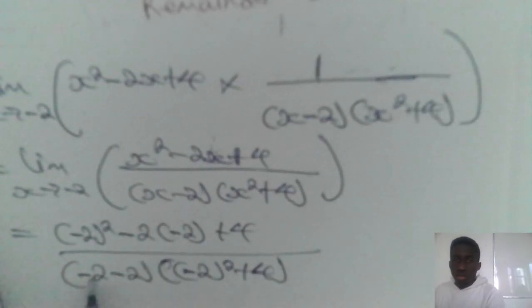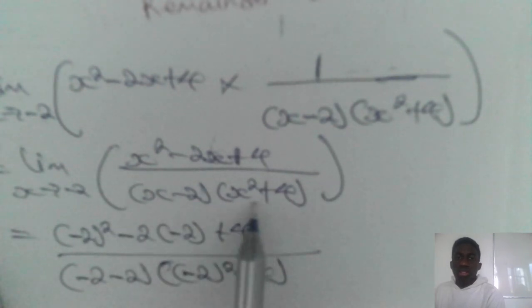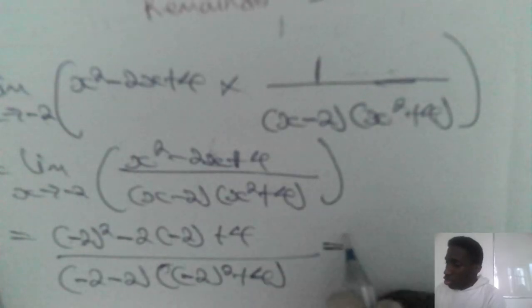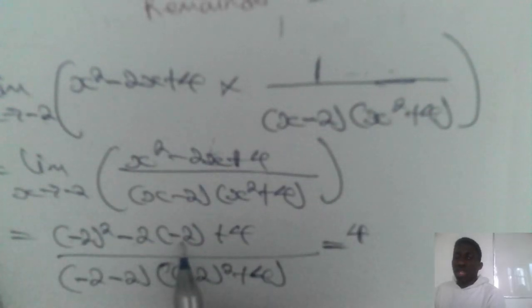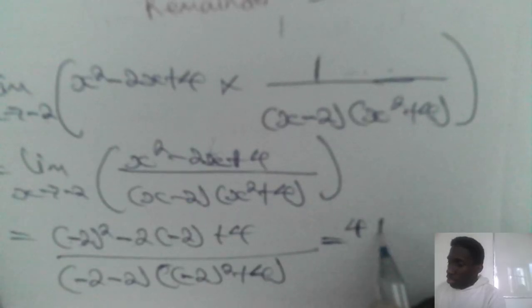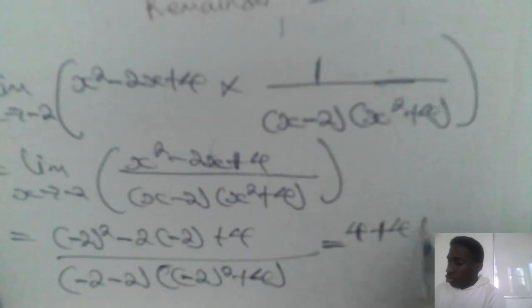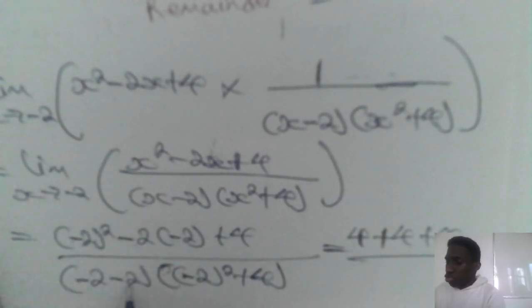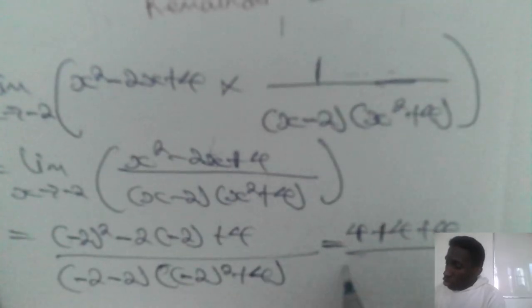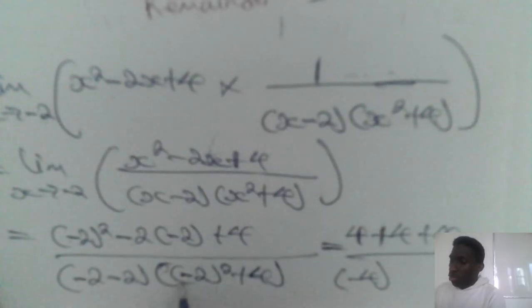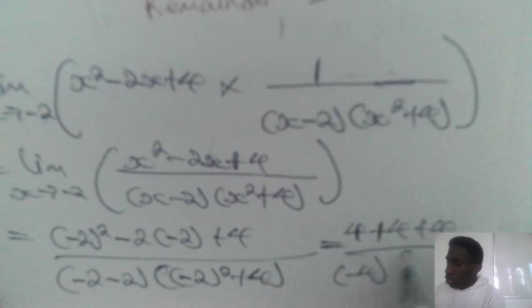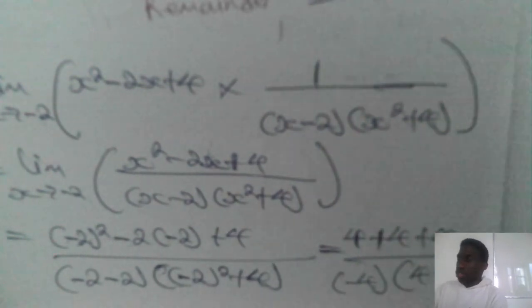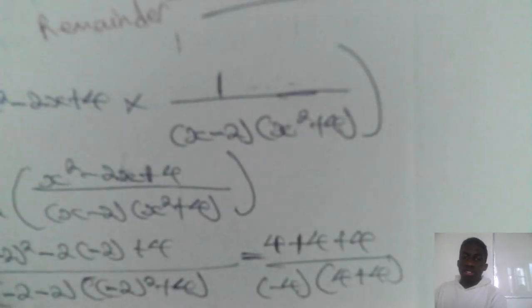So x is being replaced by -2. Now we see that this is -2 all squared, which is 4, -2 times -2, that's 4. So 4 plus 4 plus 4, divided by -2 minus 2, that's -4. Then -2 all squared plus 4, that would be 4 plus 4, since -2 all squared is 4. We are simplifying.